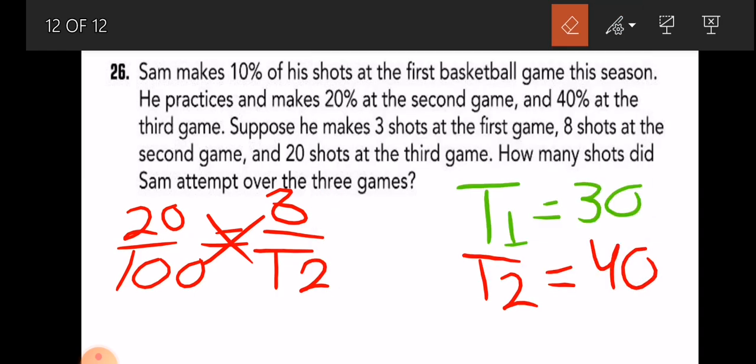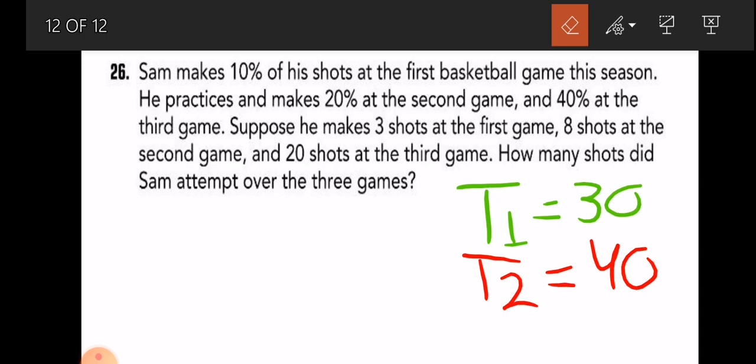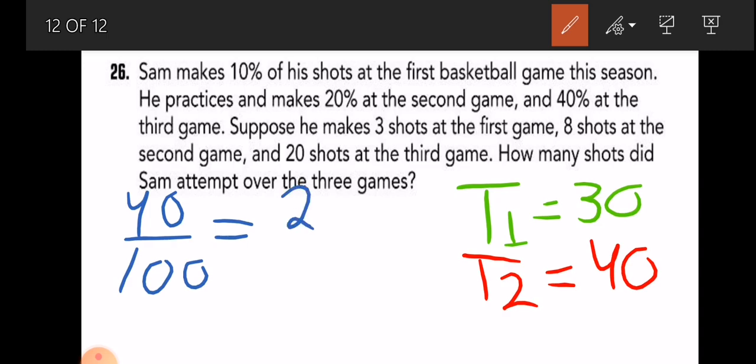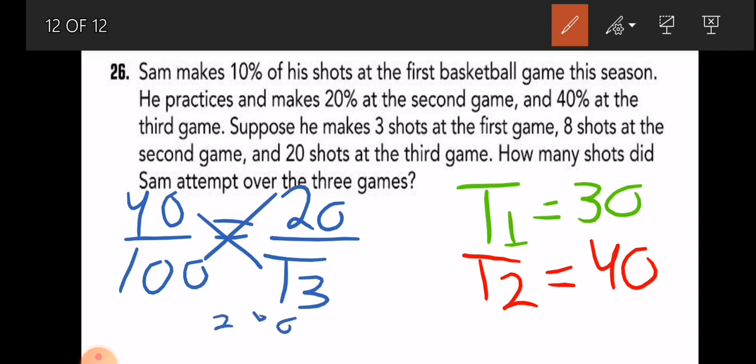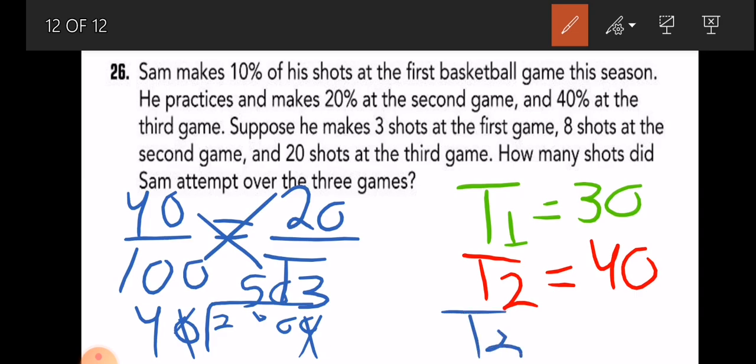Now let's get total 3 for the third game. The third game, the percentage was 40 out of 100 shots he got, which is how many? They are 20 from the total, which is missing, total 3. Cross multiplication, here 100 multiply 20 will give 2000. Then the 2000, if you divide it by 40, you will cross 0 with 0. 20 divided by 4, 5, the 0 up, so it's 50.